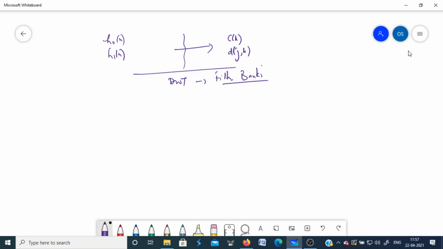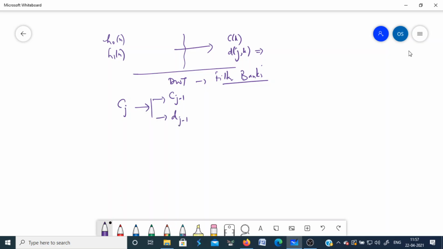Okay, and the basic idea in that is that you will see these expansion coefficients at a lower scale can be obtained from the expansion coefficients at a higher scale. Okay, it means if you know these coefficients for scale j, from this scale you can find the coefficients at scale j minus 1, and similarly the detailed coefficients at scale j minus 1.